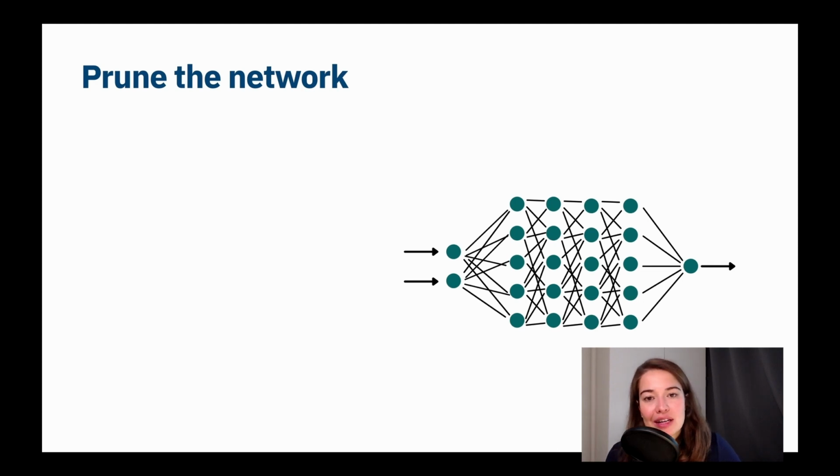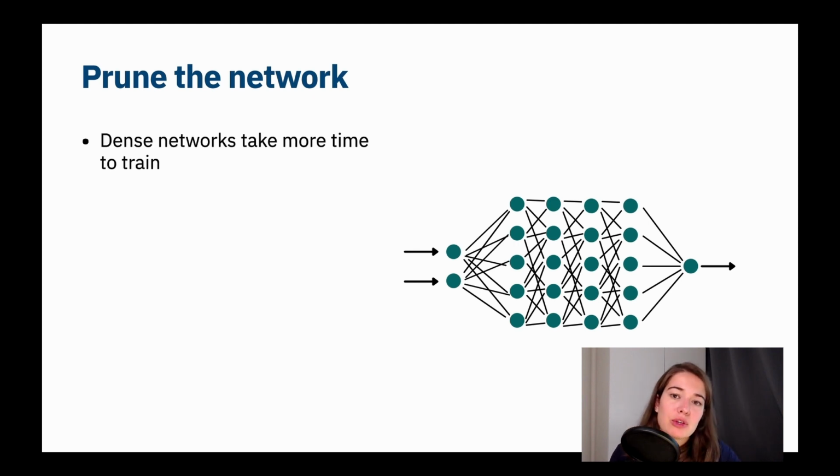So all of these things that we talked about so far always still produce dense networks. And what do I mean by dense networks? Networks where all the neurons are connected to each other, all the components are connected to each other. And what happens is when you have really dense networks, they take more time to train.